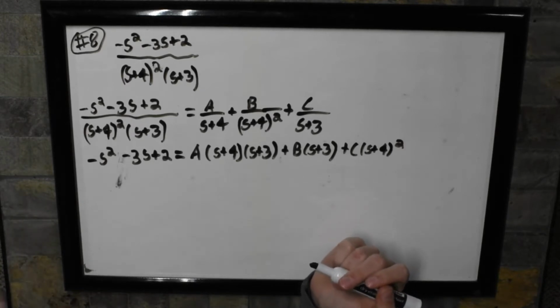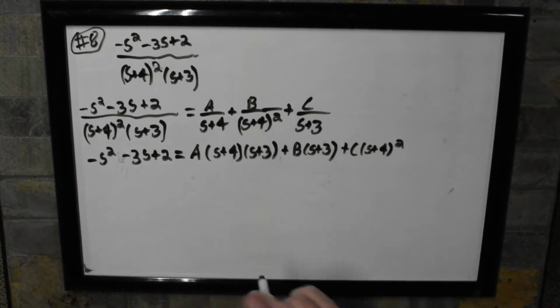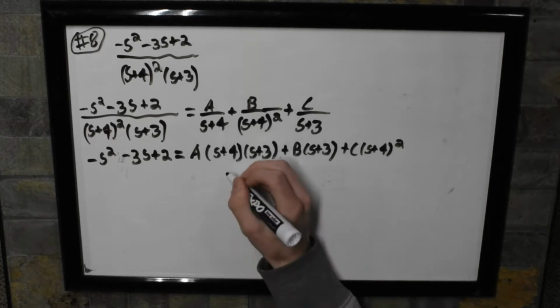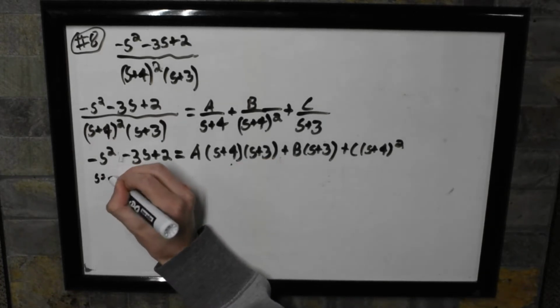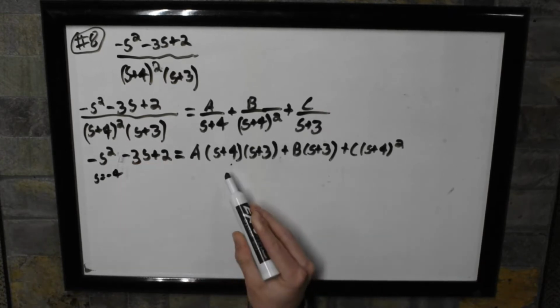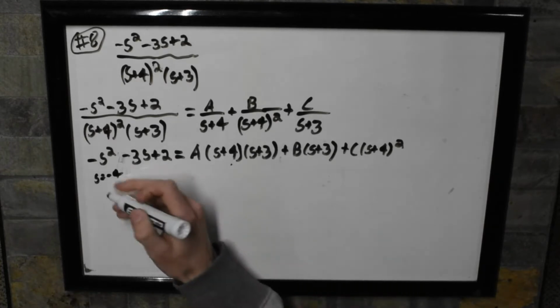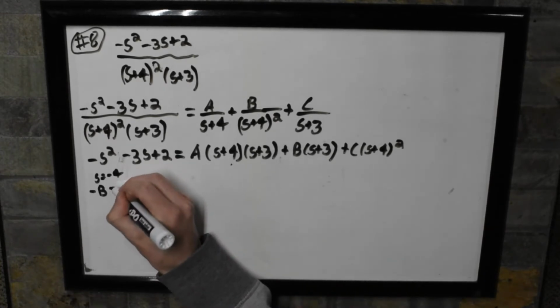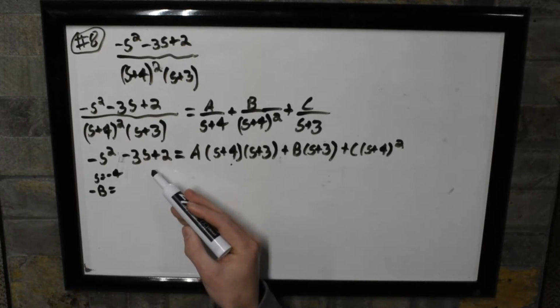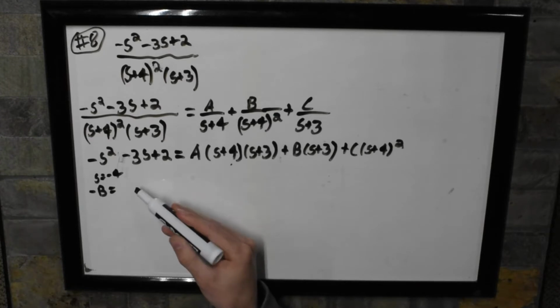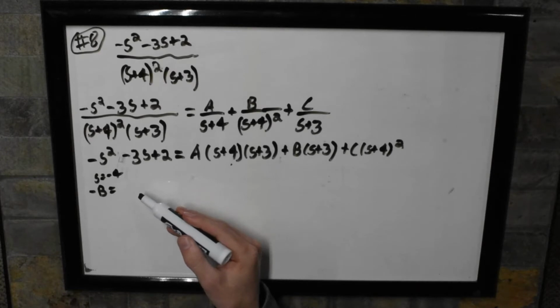Okay, so now what? Well, we got to solve for A, B, and C. I think the best way is to start by finding B. And to do this, we're going to do s is equal to negative 4. And when s is equal to negative 4, this cancels and this cancels. So we get negative 4 plus 3, we get negative B is equal to, when you put in negative 4 over here, you'll get negative 16 minus 12, so negative 28.